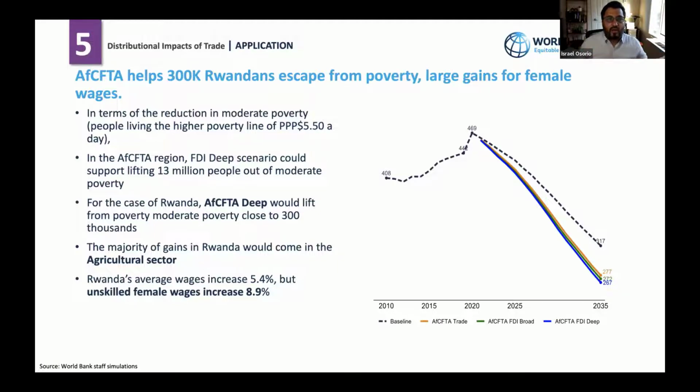No? So when they open up a new trade agreement, Osorio, we have 2 minutes to go.